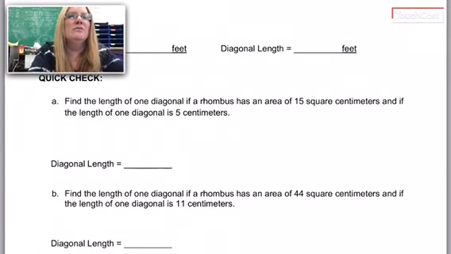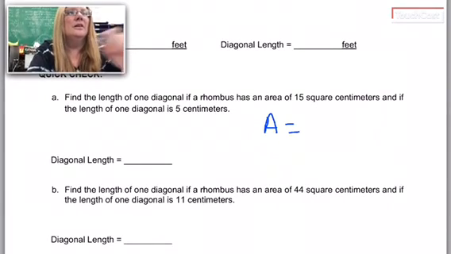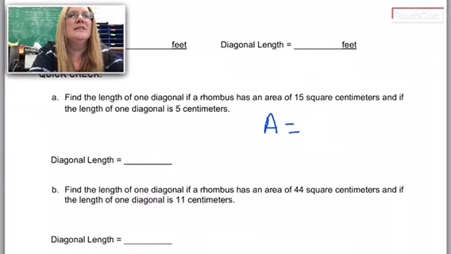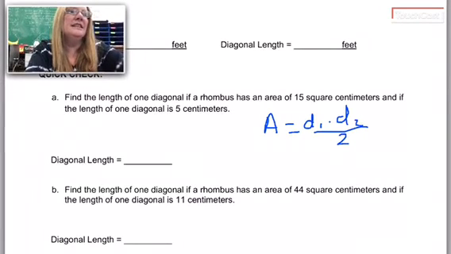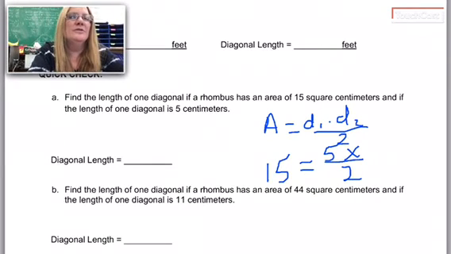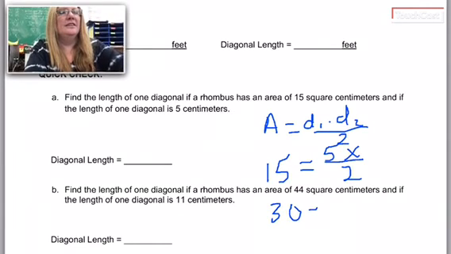So the quick check, find the length of one diagonal of a rhombus if the area is 15 square centimeters and the length of one diagonal is 5. So area is diagonal 1 times diagonal 2 divided by 2. So you tell us the area is 15. One diagonal is 5, so I'm going to call the other one x. Divide by 2. I'd start by multiplying both sides by 2, and I get 30 is equal to 5x. And then just divide both sides by 5. And x is equal to 6.